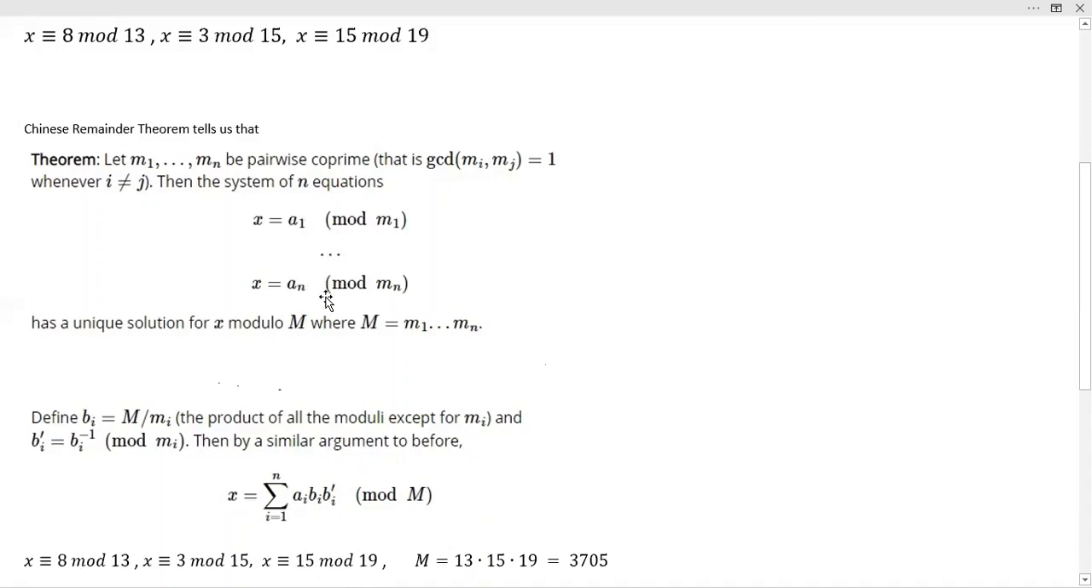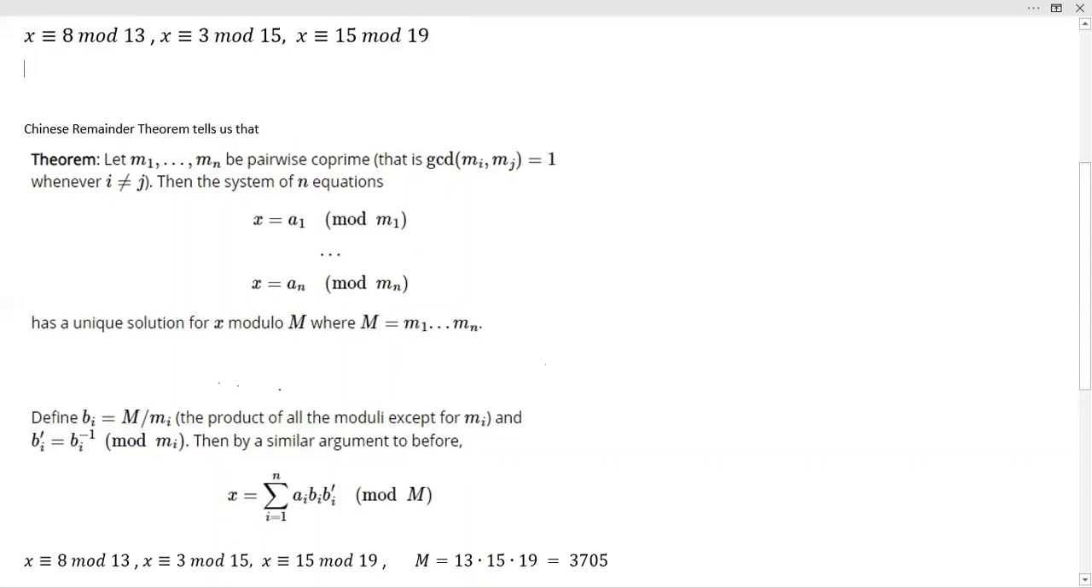One of the conditions for this to work effectively is that these moduli, 13, 15, and 19, can't have any common factors. That's what this means right here. It just means that these numbers, the m sub i's, can't have any common factors. Now, this result depends on the product of all of these moduli. Our moduli are 13, 15, and 19. And it turns out the product is very, very important.